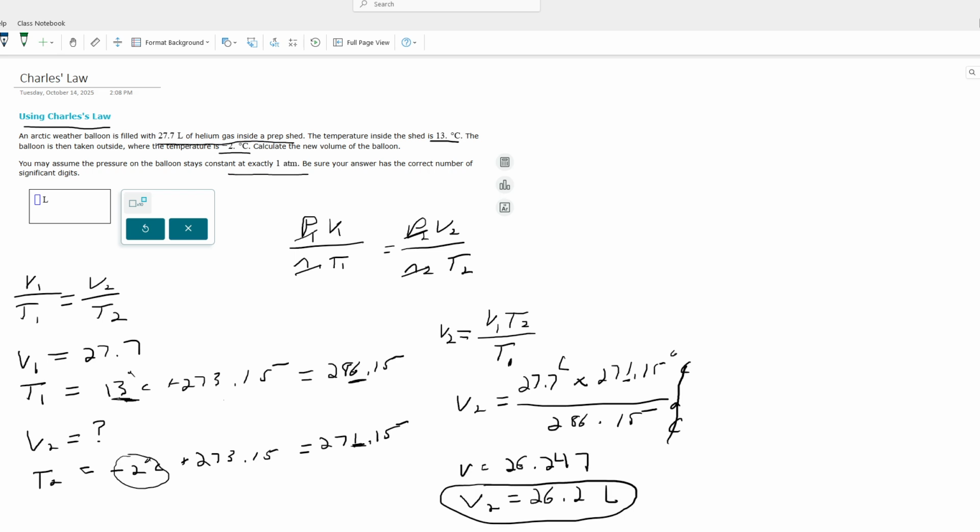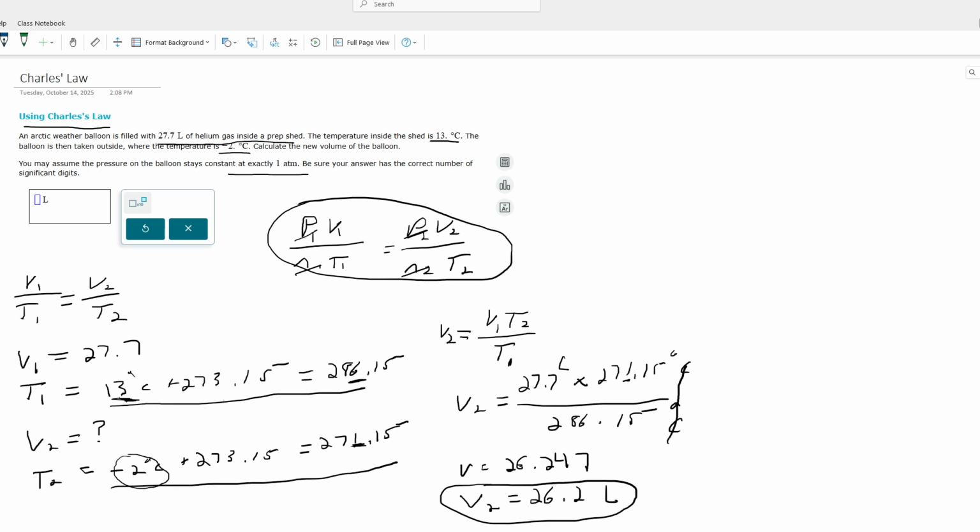Again, if you know Charles's law already, you don't need to do that at all. It just helps me remember. I can keep them all together. Make sure you get these to degrees Kelvin and make sure you get the right number of sig figs.